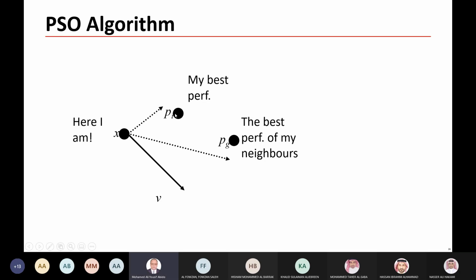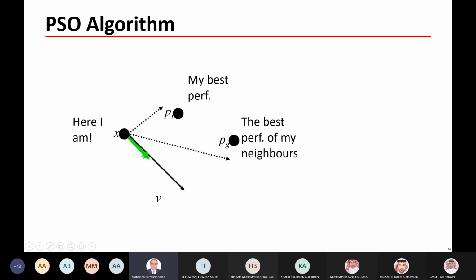And then you have a part which is related to the difference between the current and the local best. So you have a component in this direction, and you also have the difference between this and the global best, and you have a component in this direction. So in this case, you can end up with the updated velocity.